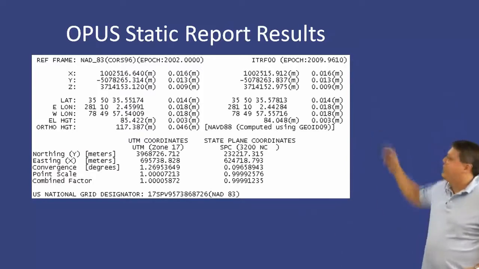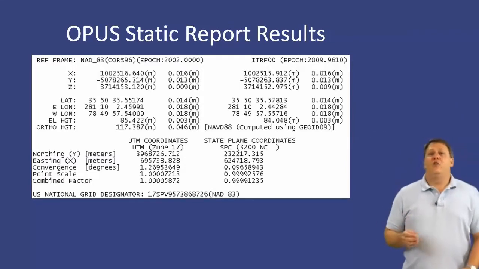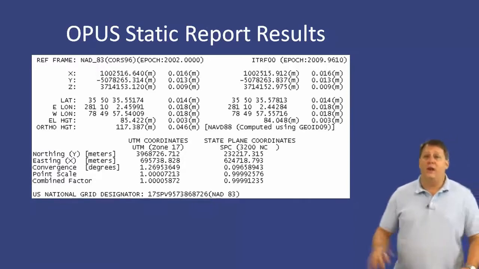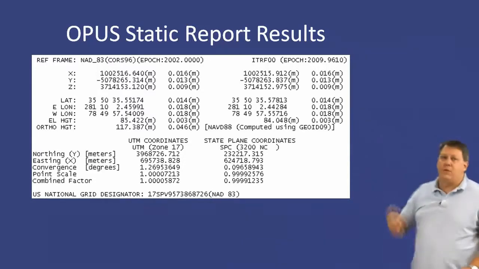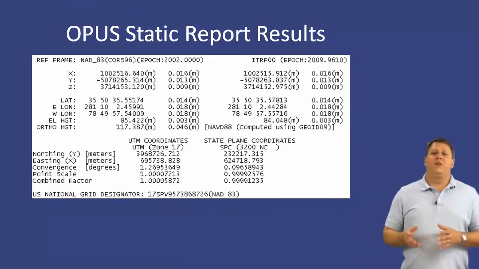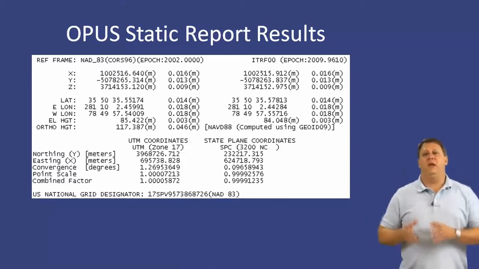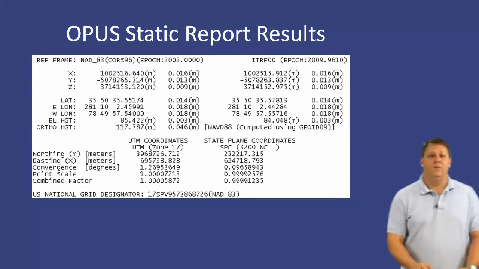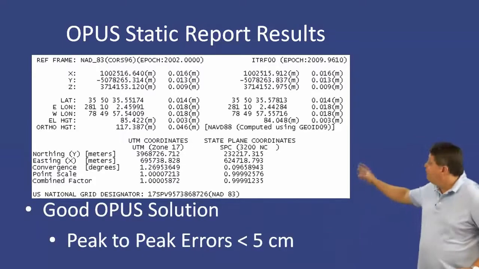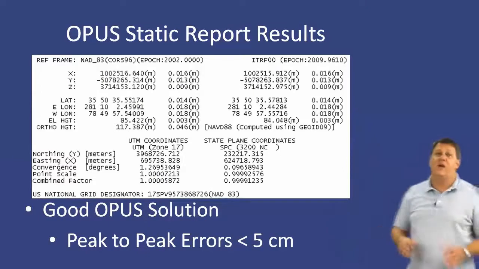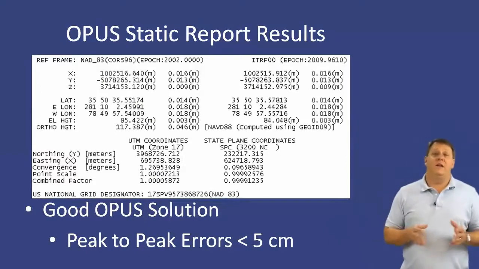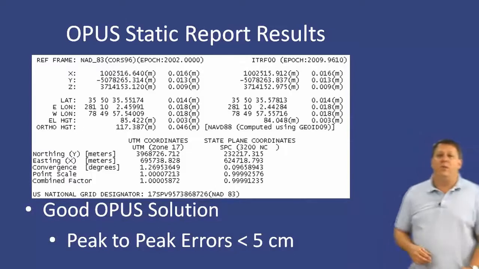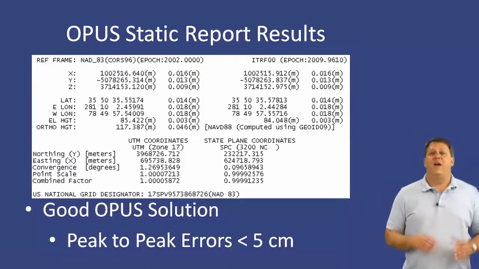If you notice, beside your latitude, your longitude, your ellipsoid height, and your ortho height, we have a column of numbers. These numbers represent something called peak-to-peak errors, and we're going to talk about what peak-to-peak errors are in just a minute. But we can make sure that these peak-to-peak errors fall within the criteria of a good OPUS solution, and a recommendation is to have your peak-to-peak errors less than 5 centimeters.